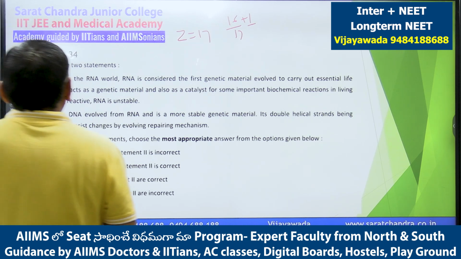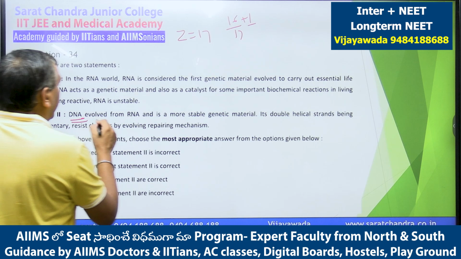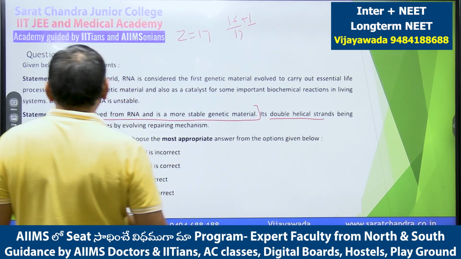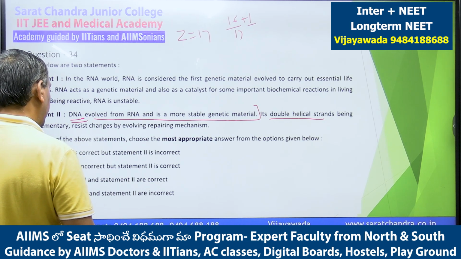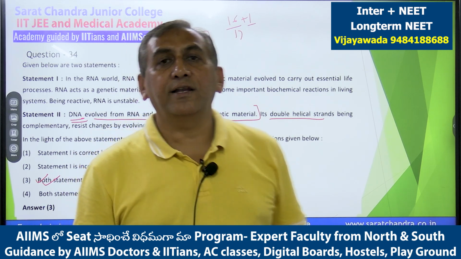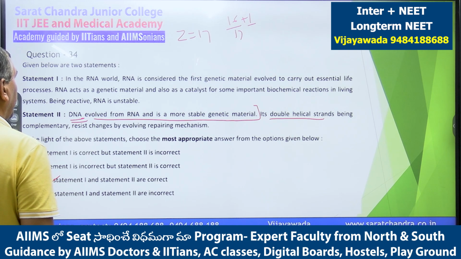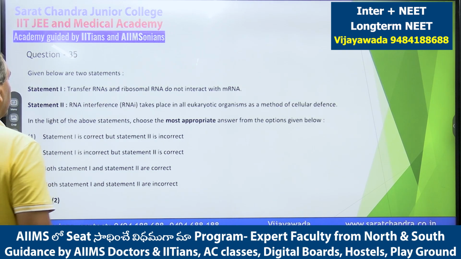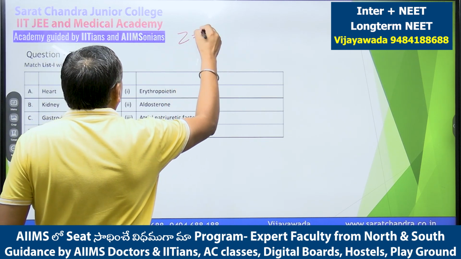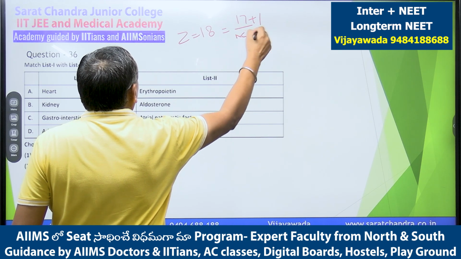Clear? Are you getting it? So if you read both statements: DNA evolved from RNA, a more stable genetic material with a double-stranded model. So both statements are correct. You have to read NCERT line by line, verbatim of NCERT. So now coming to the next. Okay, Zoology 17 is done. Zoology 18, 17 plus 1, 17 NCERT, 1 extra.